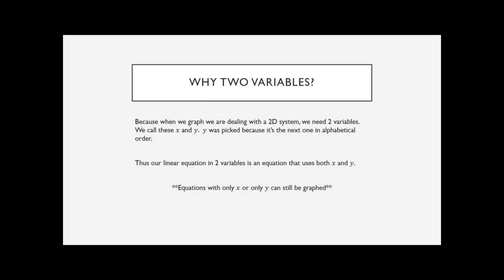Now you can graph linear equations with one variable on a 2D graph. Everything that we saw with just x, you can still graph on something that's 2D. It's just going to look different from most types of lines, because if you have x and y, your line is slanted, but if you have only x or only y, it's either vertical or horizontal. So it's still a line, it's just a special type of line.